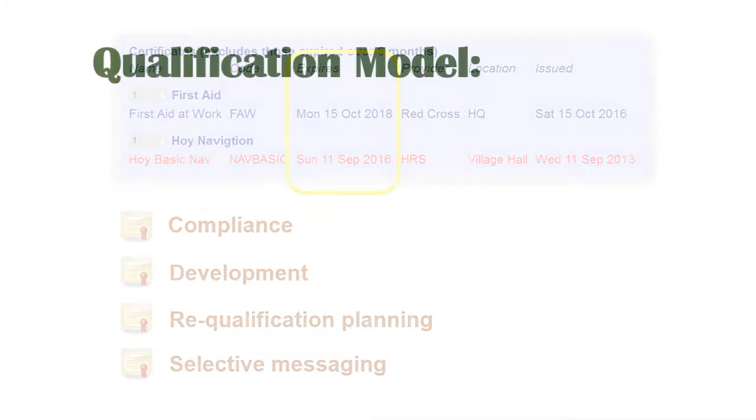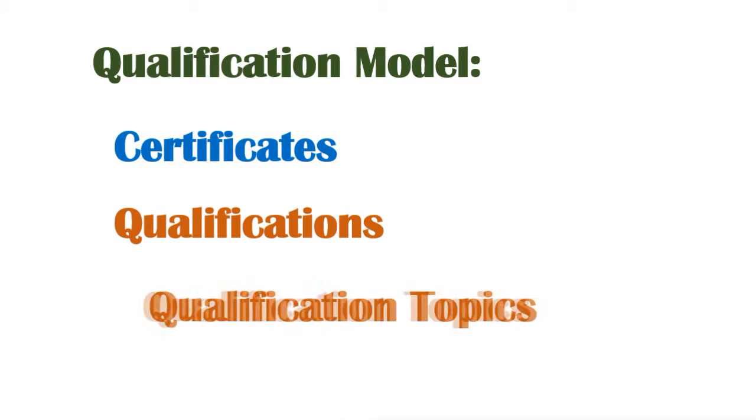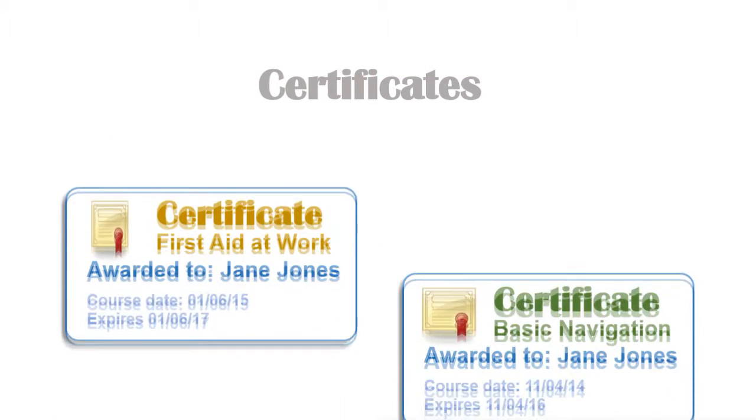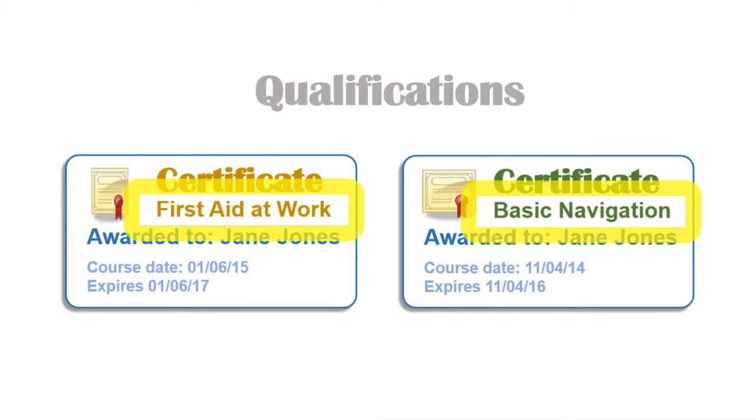SMS Responder represents qualifications in three different parts. The first being certificates, the second, qualifications, and finally, qualification topics. First of all, certificates. Here's the one we had earlier, and an additional one on the right hand side. Qualifications are usually written on the certificate. That's the qualification that the certificate is in or for.